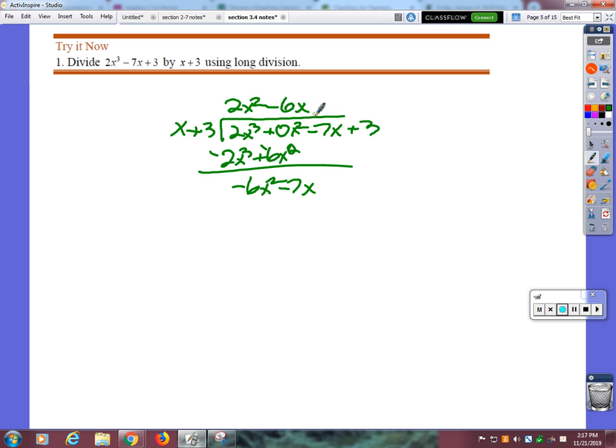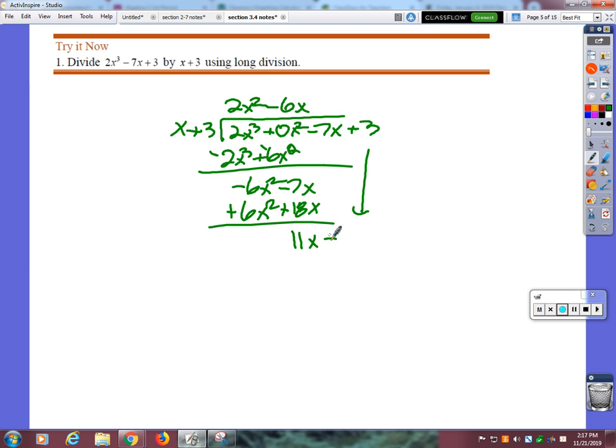Okay, so this is negative 6x, so I multiply those together. Negative 6x times positive 3 is negative 18x. So I'm going to subtract those. To remind myself that I'm subtracting, I'm going to change the signs on both of these. So negative 7x plus 18x is 11x.